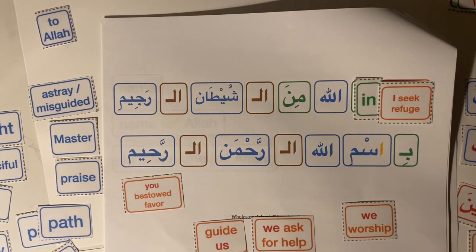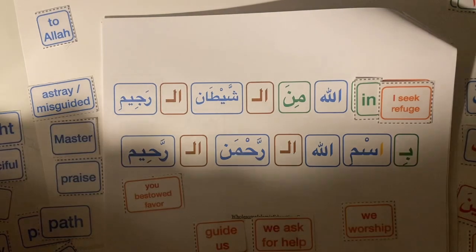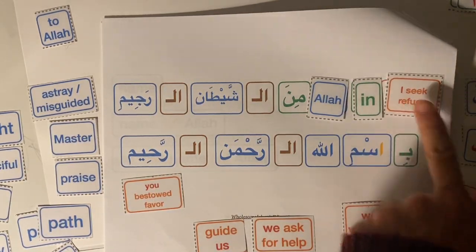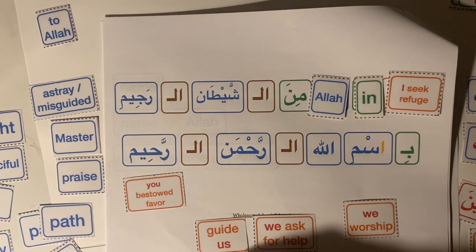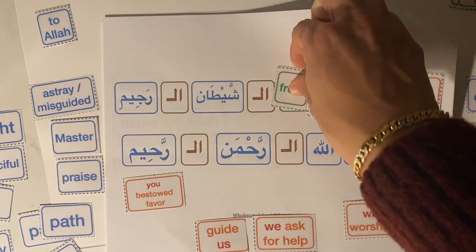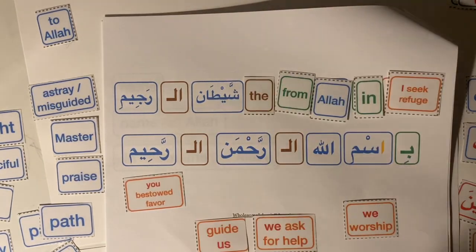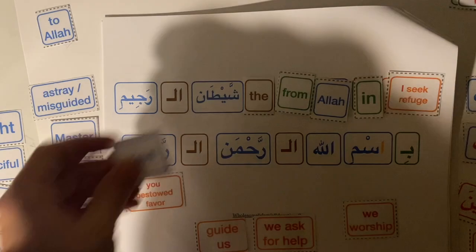So you find the word Allah over here. I seek refuge in Allah from the accursed devil. So min is from, al is always the, then shaitan. Probably most of them will know shaitan is devil.